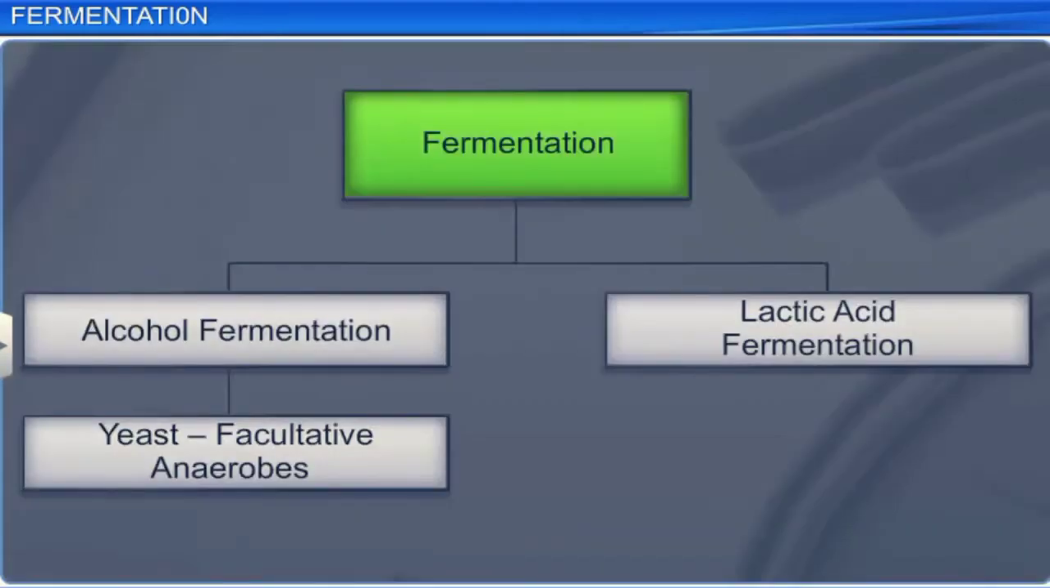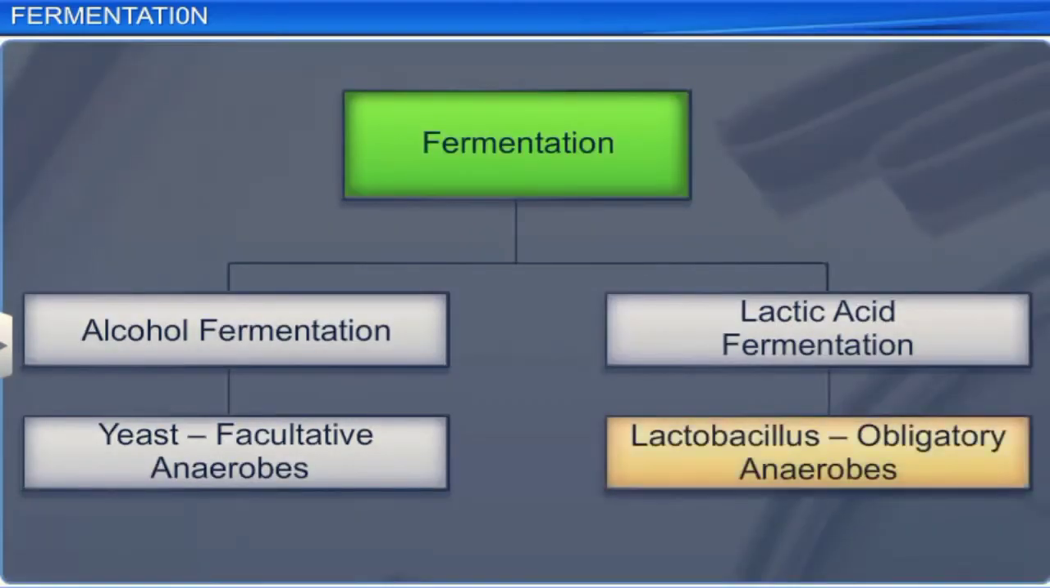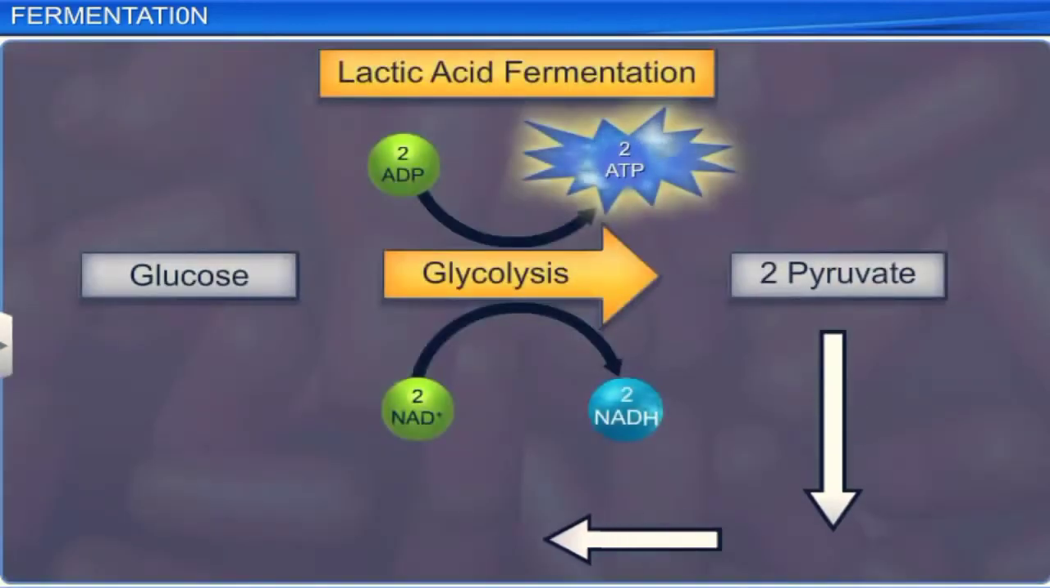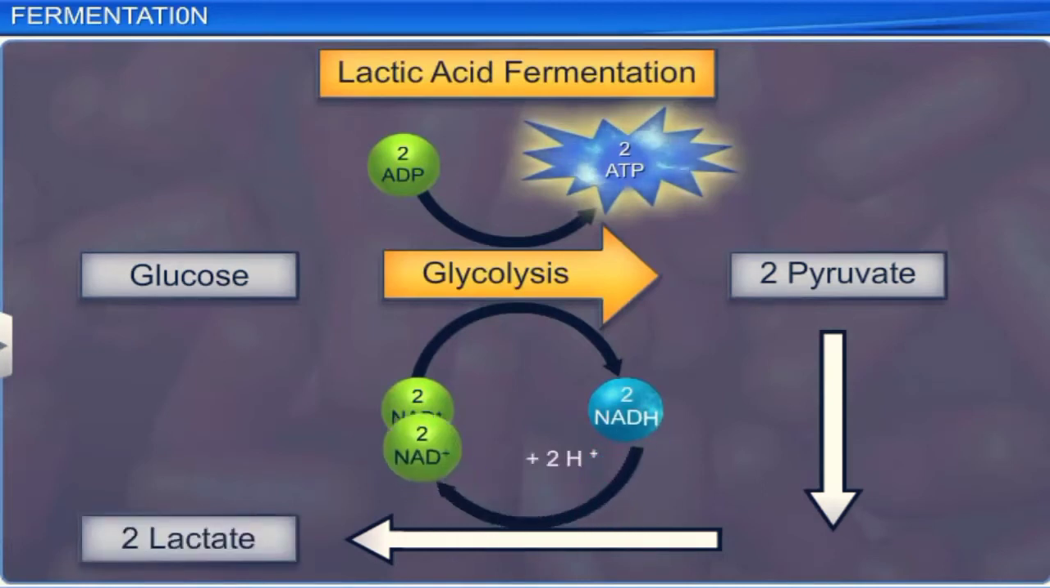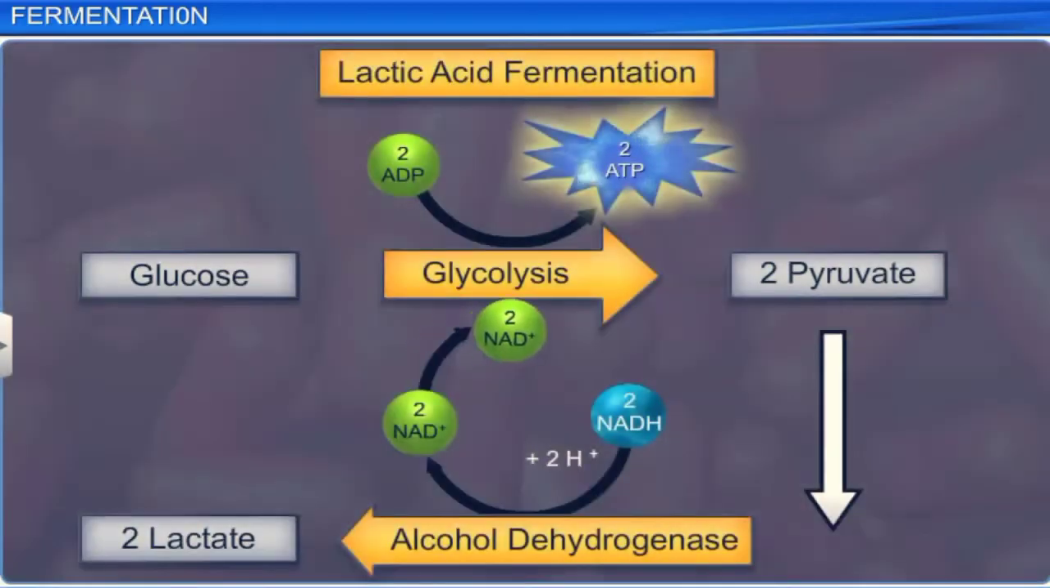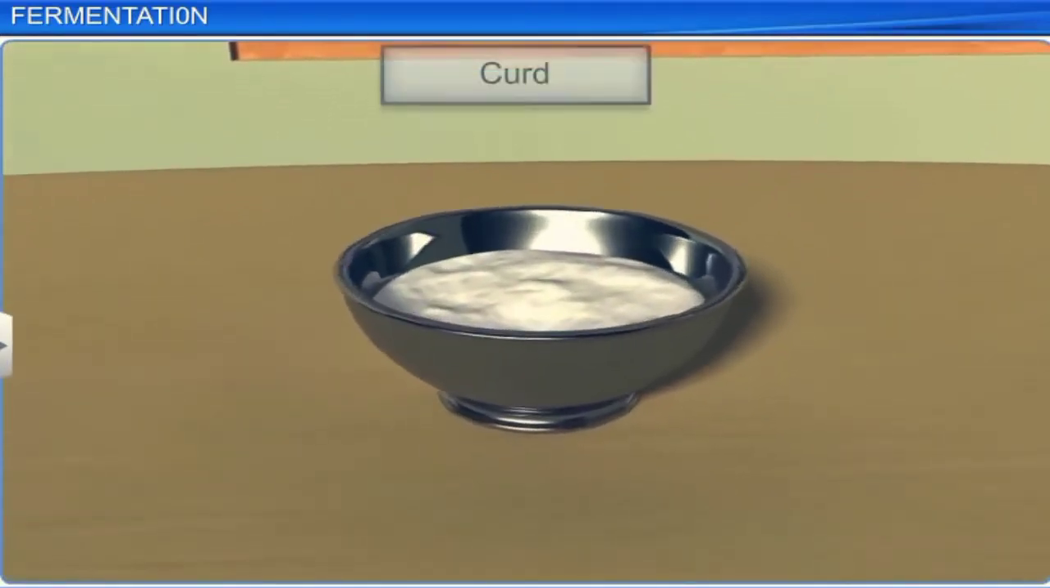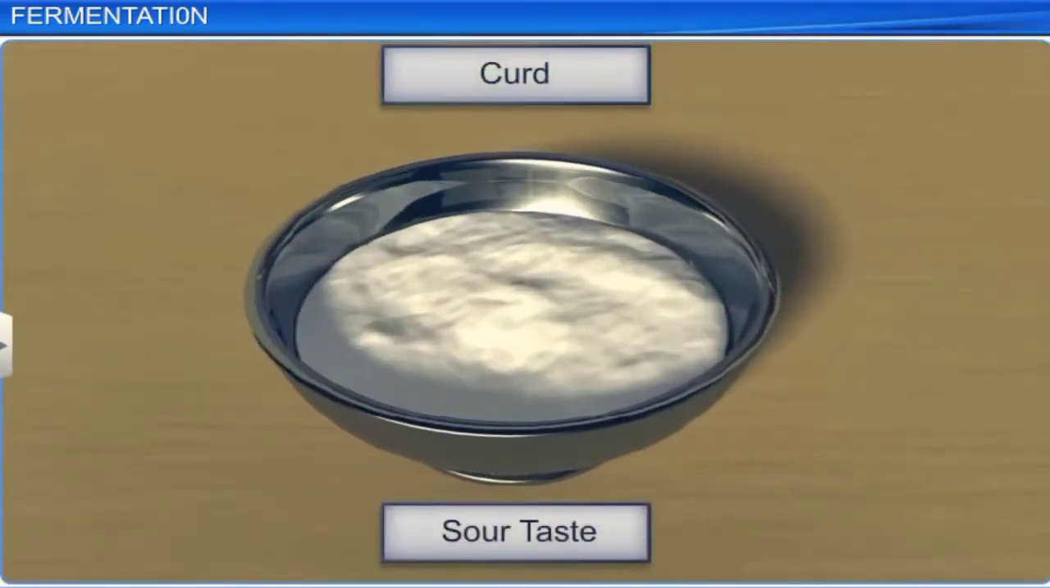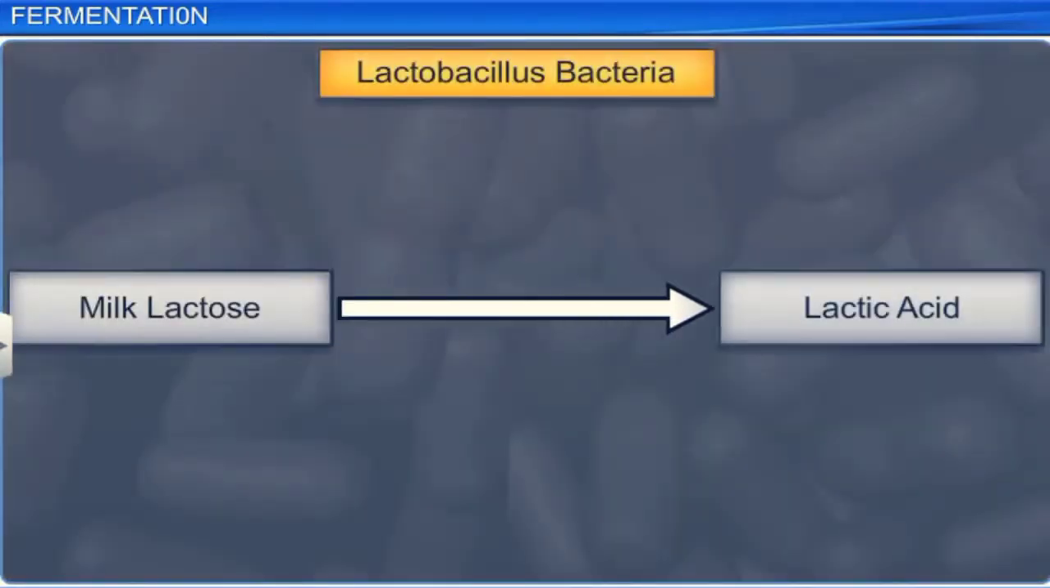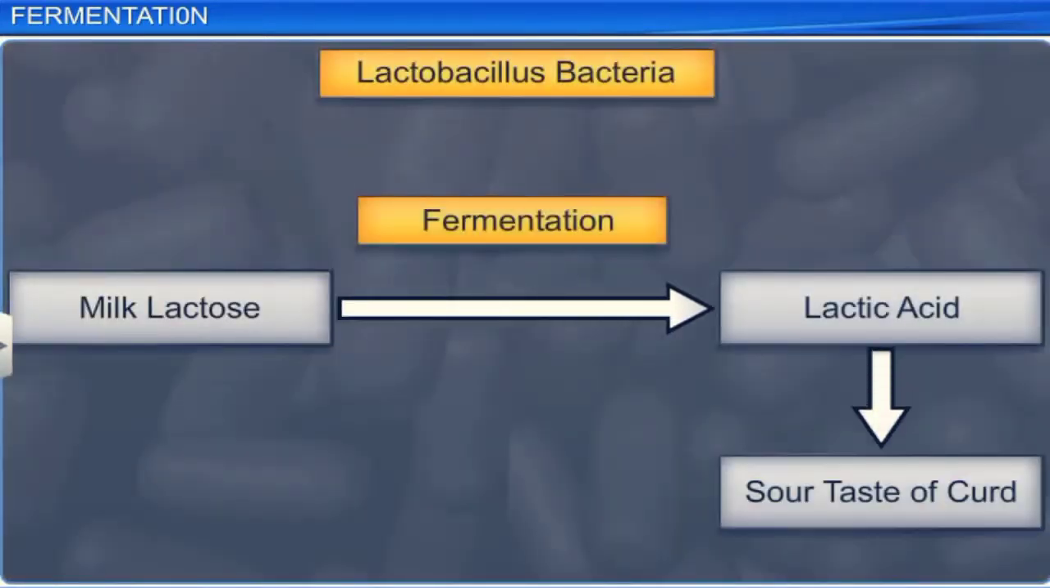The fermentation of lactic acid is carried out by bacteria like Lactobacillus, which are obligatory anaerobes. In them, pyruvic acid is reduced to lactic acid or lactate. The NADH formed in the glycolysis process is reoxidized to NAD+ by alcohol dehydrogenase to be reused in the glycolysis process. For example, curd has a sour taste due to the presence of lactate formed by Lactobacillus in fermentation.